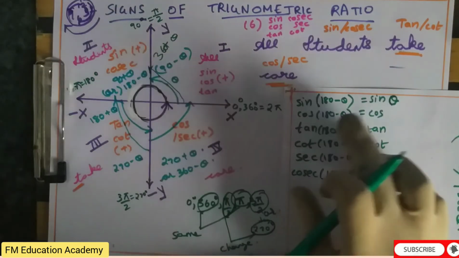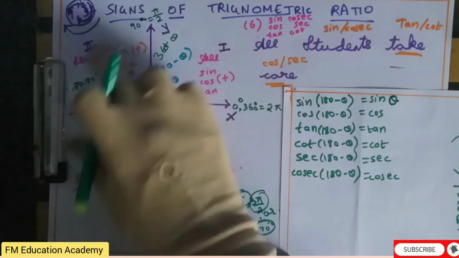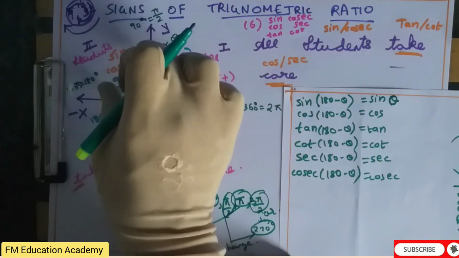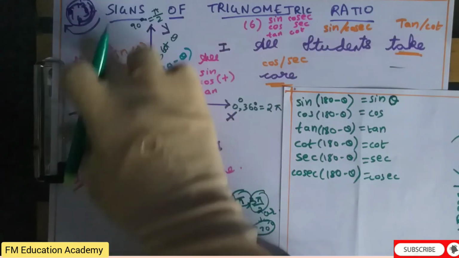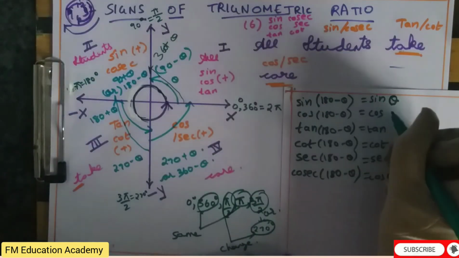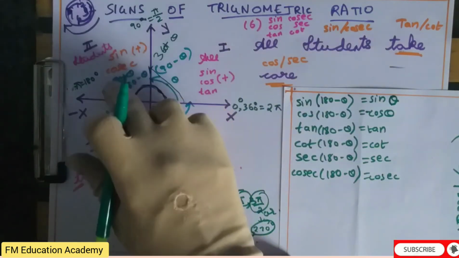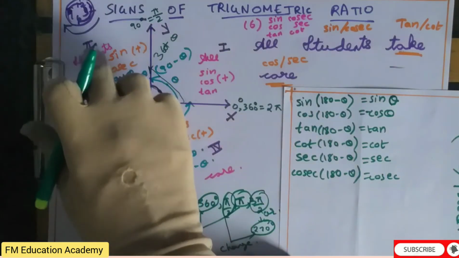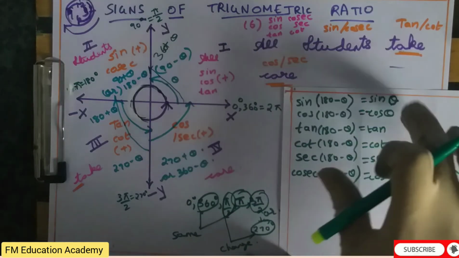What about cos 180 minus theta? Can cos be positive in the second quadrant? No. Only sine and cosecant will be positive in the second quadrant. This place is taken only by sine and cosecant. So what is cos 180 minus theta? Minus cos theta. Why is minus coming? Because cos is negative in the second quadrant. That is why minus is coming here. So cos 180 minus theta is minus cos theta.